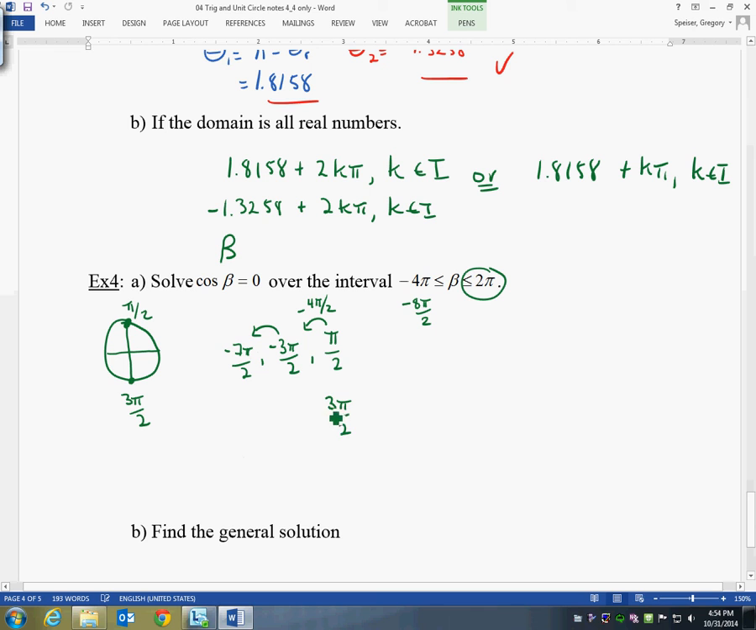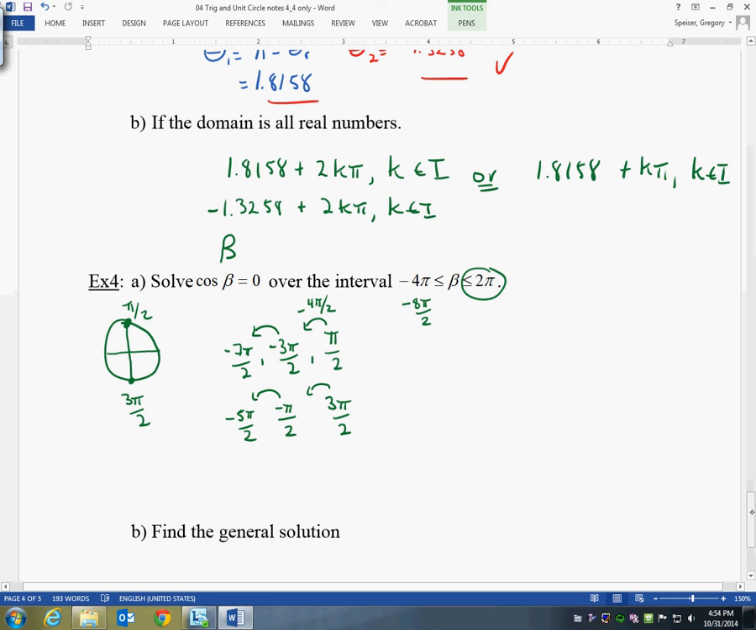Okay, starting with my 3 pi over 2, I can subtract 4 pi over 2, so I'll get negative pi over 2. If I subtract another, I'll get negative 5 pi over 2. And I don't think I could subtract another, oh, could I subtract another? No, because that would get me to negative 9, right? So these are my 6 answers.